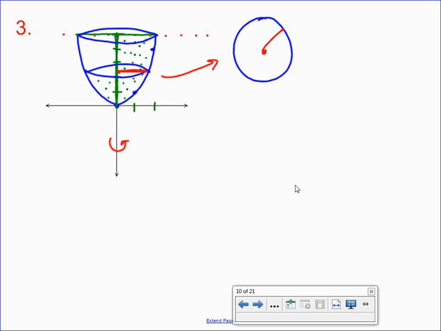What's the formula for the area of this cross-sectional slice? Well, it's A equals pi r squared. Again.